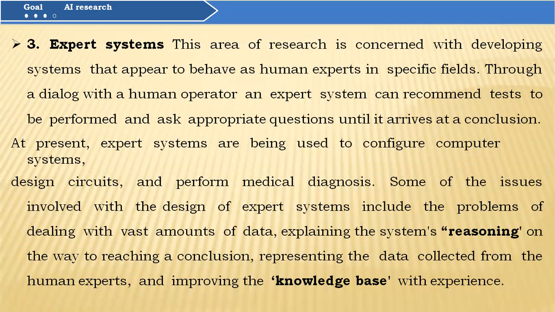Coming to point number 3, the expert systems. Development of these systems will appear to behave as human experts in many fields, particularly in the industrial sectors, where tasks, even the heaviest tasks, will be performed by robots, where 10 people can do a particular work that can be progressed by only a single robot. So there is a greater advantage in the implementation of these robots, which will decrease the labor. And even this expert system can be recommended for tests, to perform and ask the appropriate questions until it arrives at a particular conclusion related to the problem that has been raised.